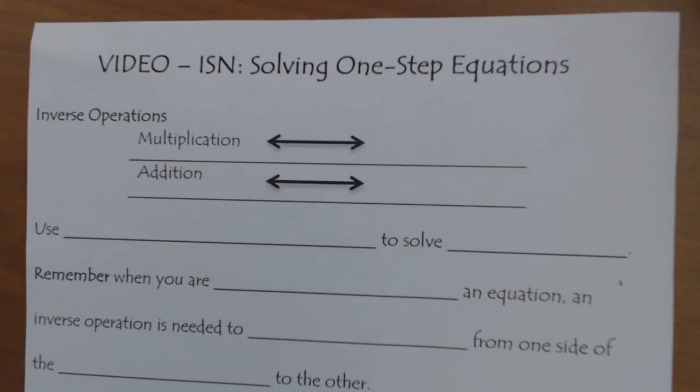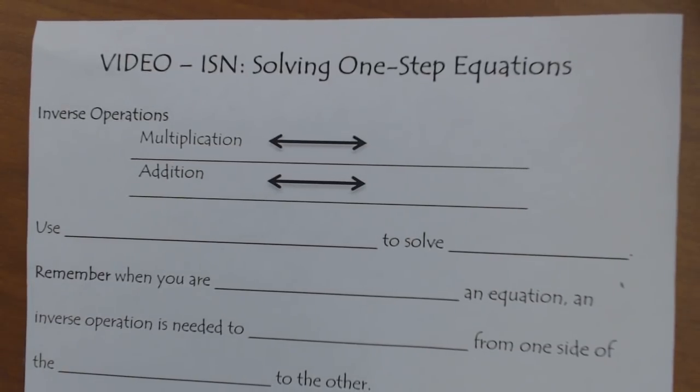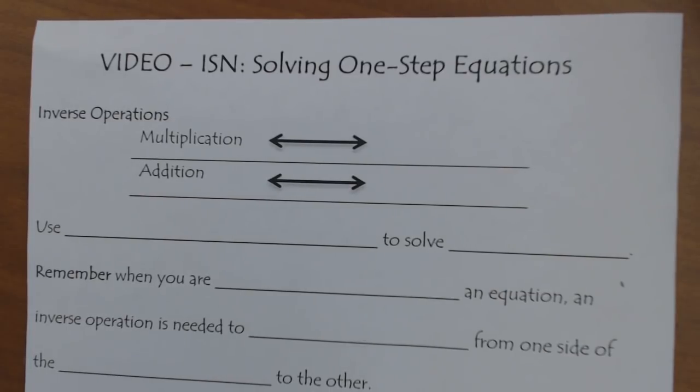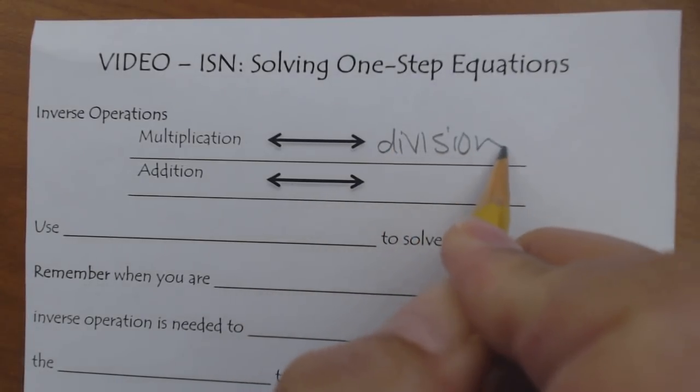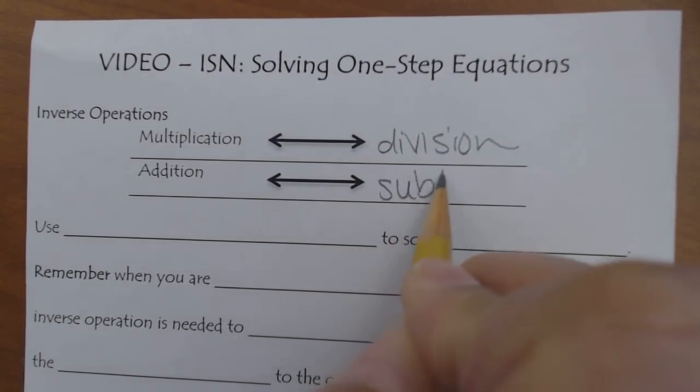Today we're going to be solving one-step equations. So we're going to be filling in some blanks here, so fill them in as we go along. We're going to be doing inverse operations, and the inverse of multiplication is division, and the inverse of addition is subtraction.